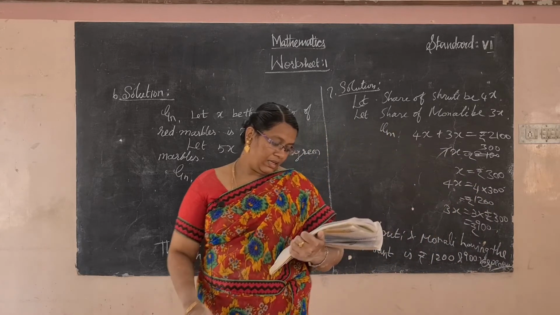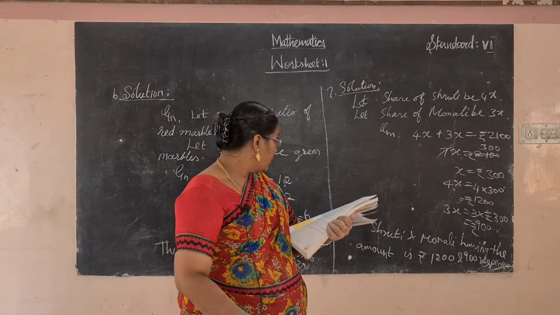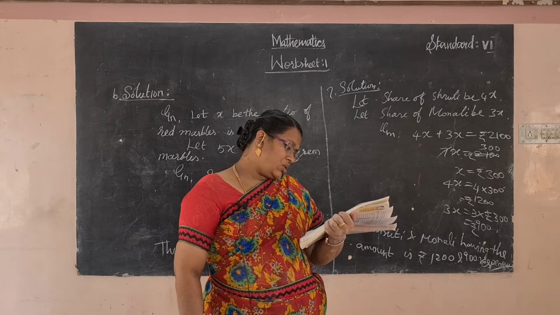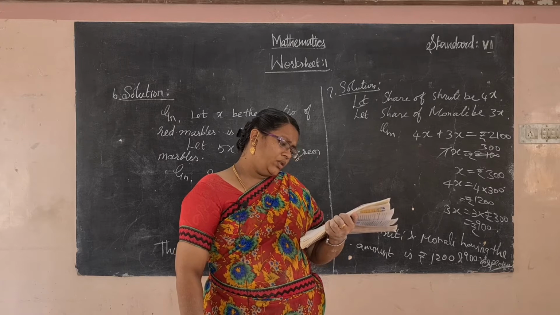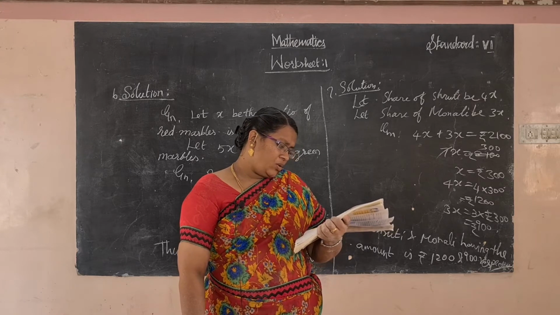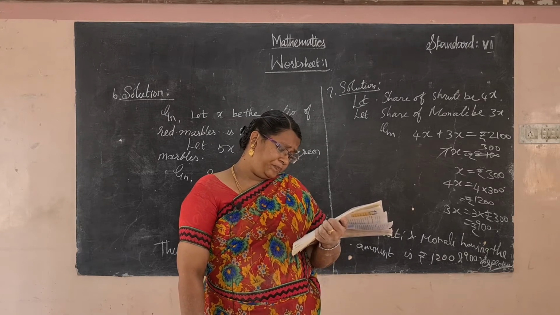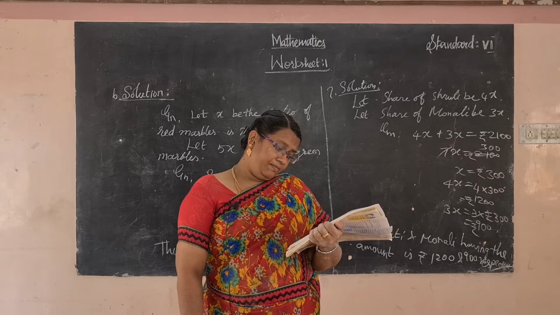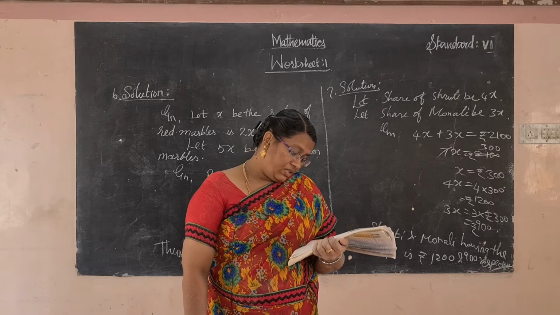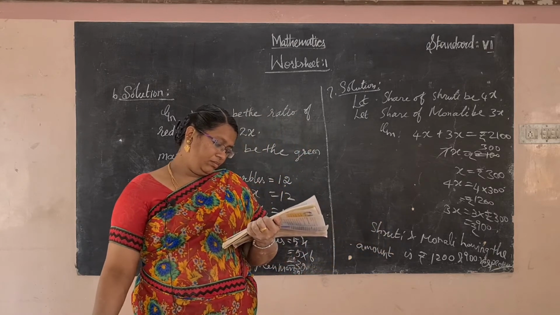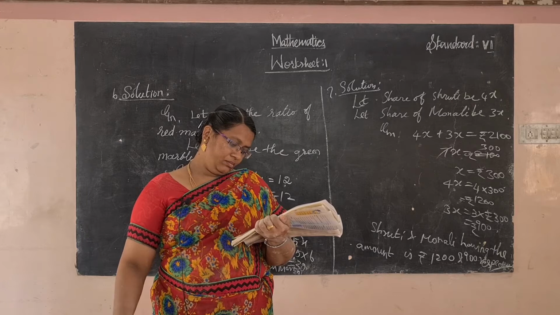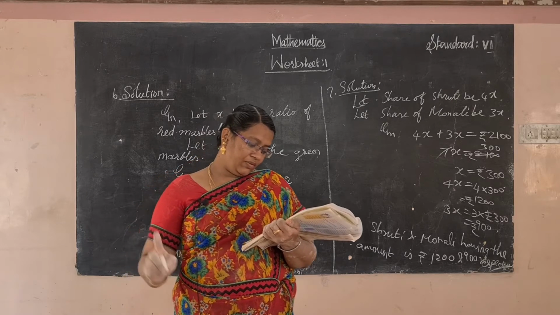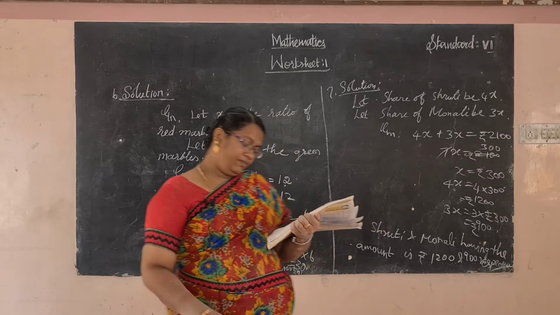Right. Now what is the next one? The 8th one. The weight of 84 identical books is 12 kg. What is the weight of 35 such books? So 84 books weigh 12 kg. First we calculate for one book.